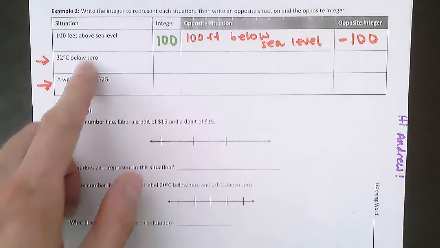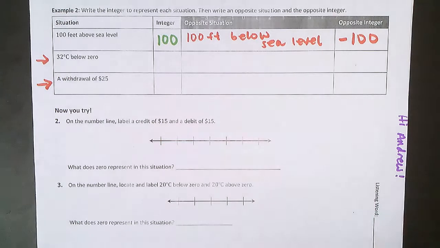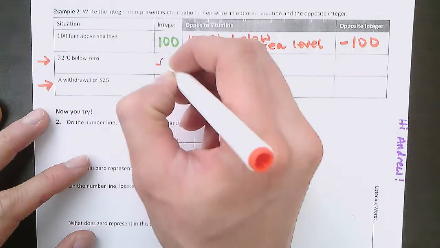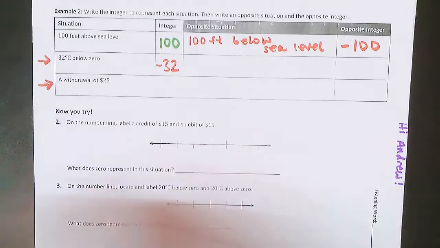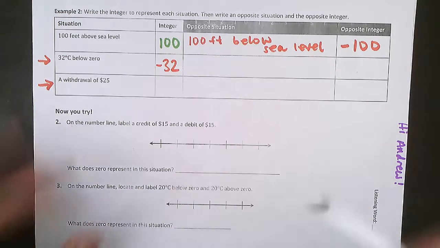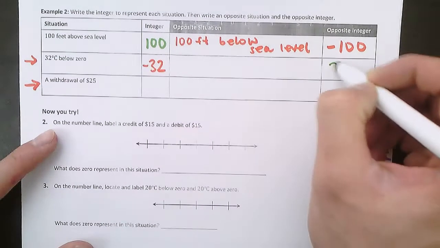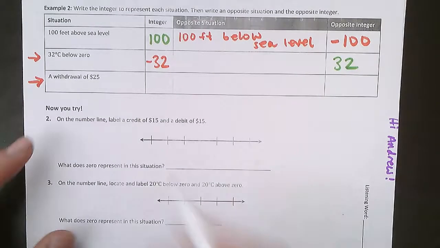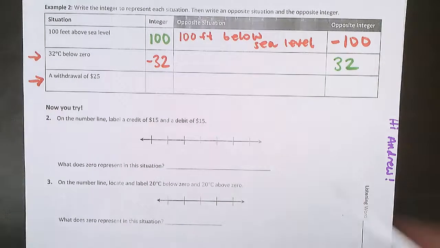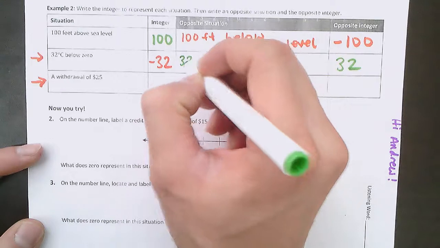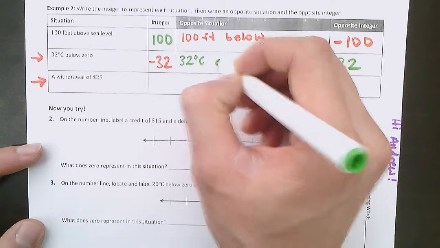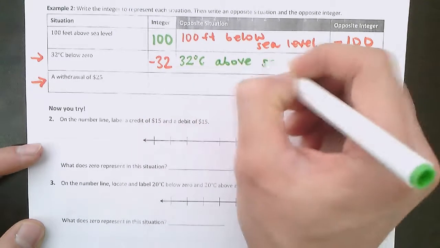32 below 0. It's below 0, so that's a negative number. And so it's going to be minus 32. And the opposite of that, well, the opposite of minus 32 is positive 32. And the opposite of below is above. So the opposite would be 32 degrees Celsius above sea level.